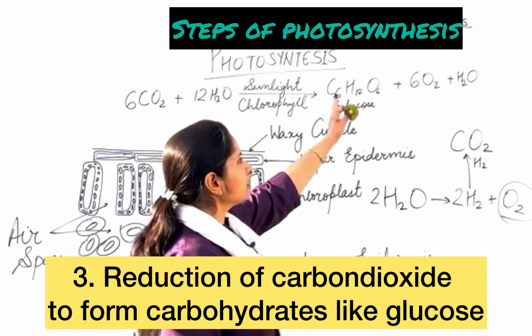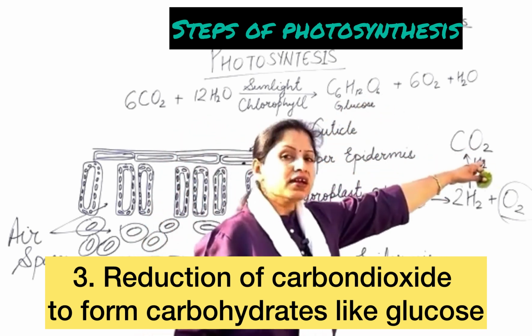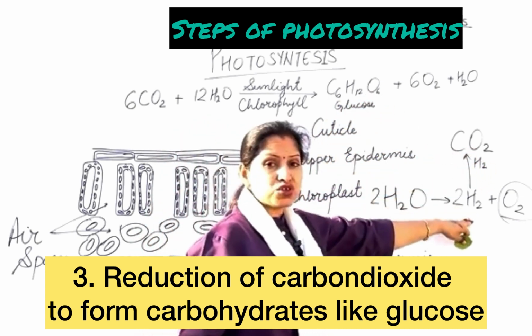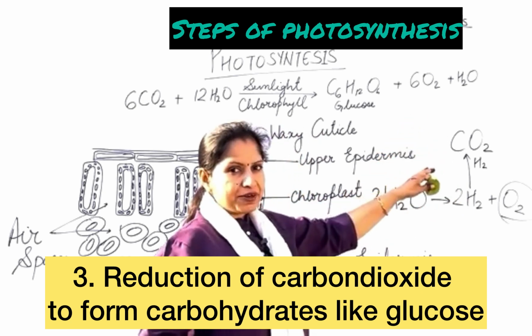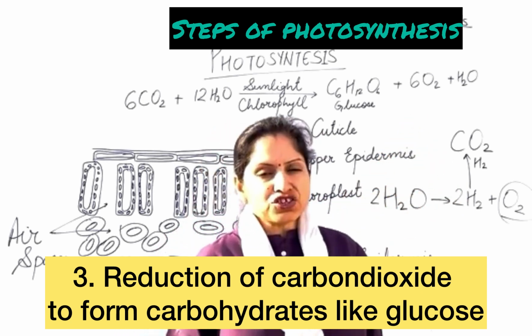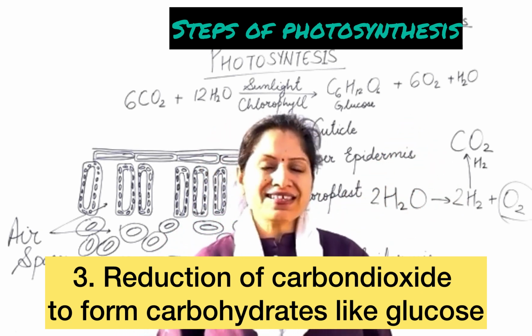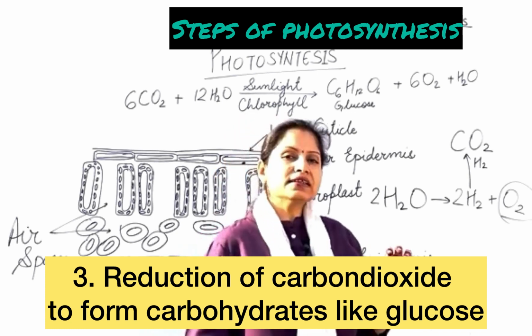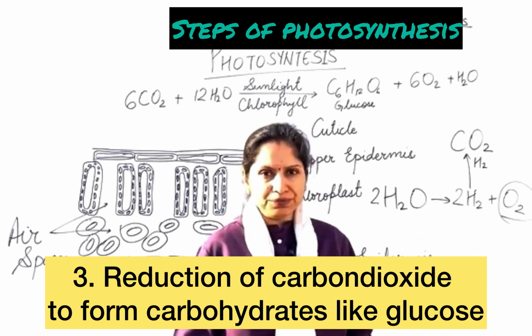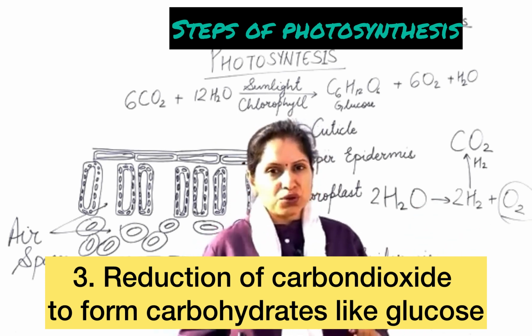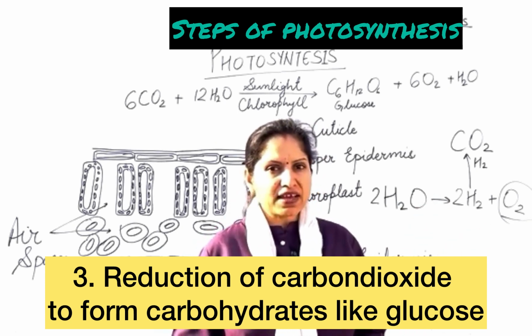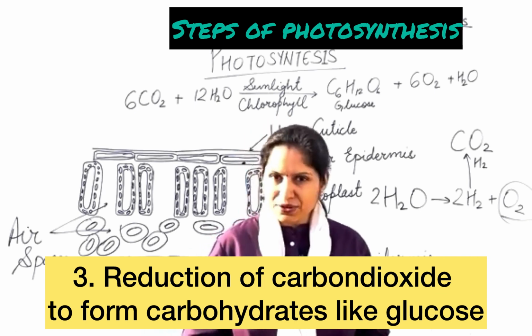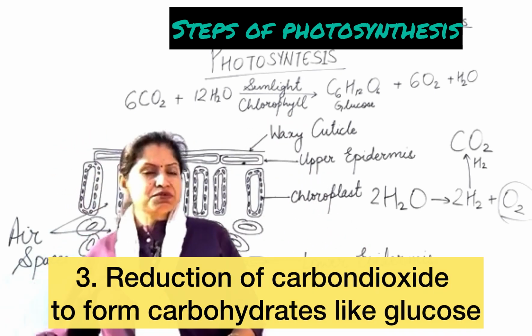So glucose has the carbon and oxygen that were there in carbon dioxide. Apart from this, hydrogen is also added to that carbon dioxide. Whenever there is addition of hydrogen, that process is known as reduction. Remember from the carbon and its compounds chapter? This process of adding hydrogen to carbon dioxide is known as reduction of carbon dioxide to form carbohydrates. So these are the very simple three steps of photosynthesis.